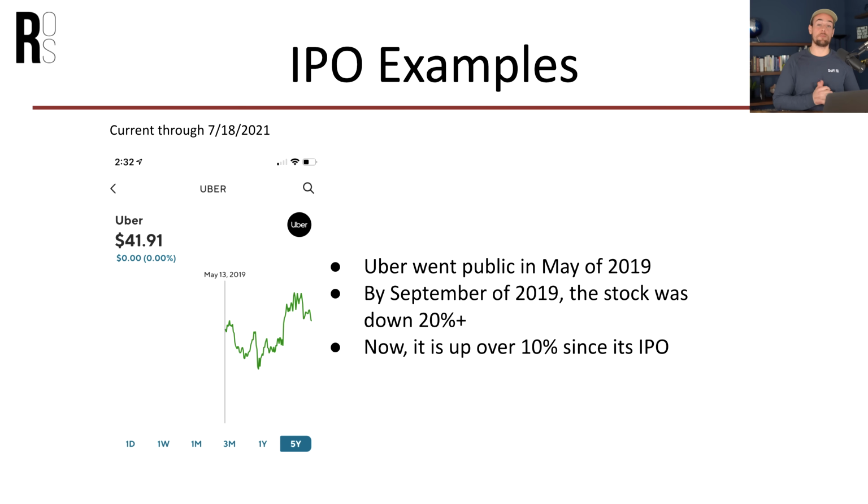Just to show you guys an example of how IPO investing can be volatile, we're looking here at Uber stock, and this is current as of July 18th, 2021. Uber went public in May of 2019. However, by September of 2019, the stock was down over 20%. So if somebody had bought it right at the IPO, they would have been down 20% or more in the short run. However, after that price settled over time, we saw that stock move up quite a bit, and now it's up over 10% since the IPO as of July 18th, 2021. So just to show you there, guys, an example of that volatility and the ups and downs that is typical of most IPOs out there.